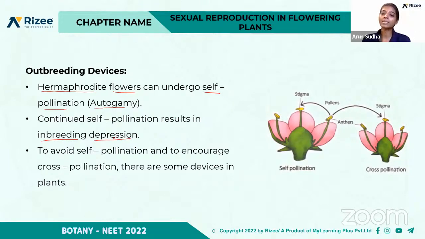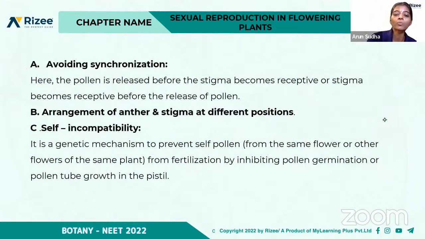So some plants avoid self-pollination and encourage cross-pollination. Those devices are called outbreeding devices. This is self-pollination, happening within the flower, from anther to the stigma. They avoid it and encourage cross-pollination, that is, pollen is transferred from the anther to the stigma of another flower. So what are the ways the plants adapt to encourage cross-pollination?